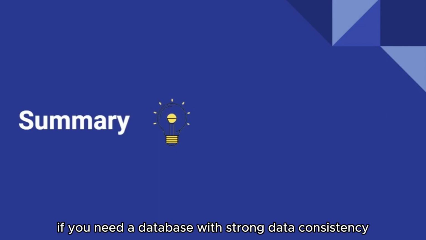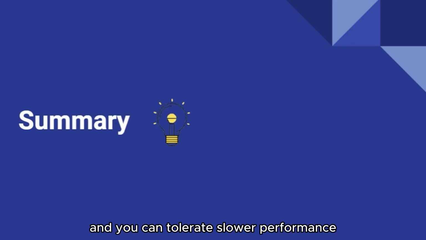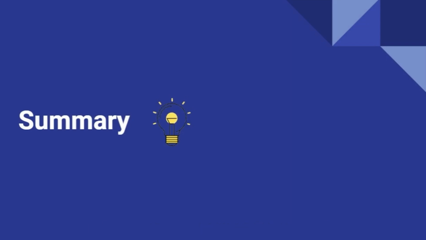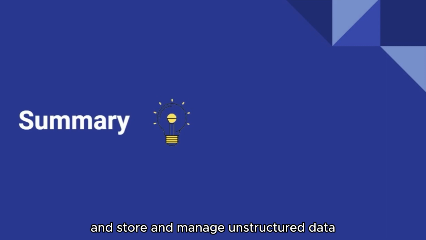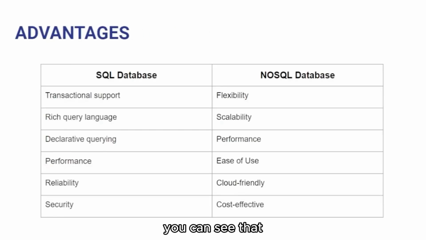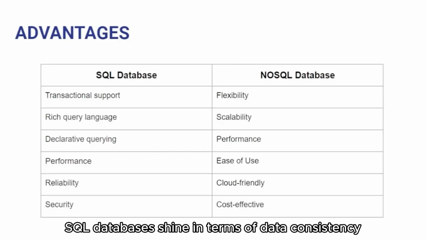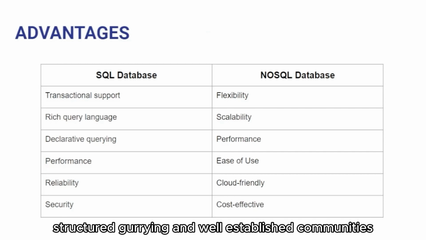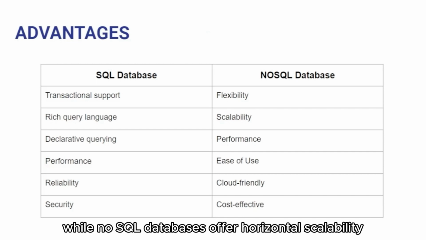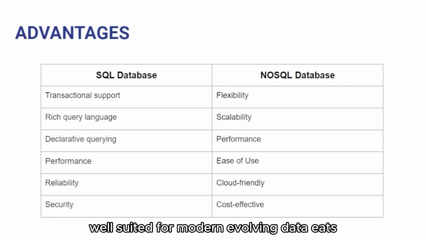If you need a database with strong data consistency and integrity, and you can tolerate slower performance for complex queries, then SQL is a good choice. But if you need a database that can scale to handle large data sets and store and manage unstructured data, then NoSQL is a good choice. Here, as for each advantages, you can see that SQL databases shine in terms of data consistency, structured querying, and well-established communities, while NoSQL databases offer horizontal scalability, adaptability, and rapid growth, well-suited for modern, evolving data needs.